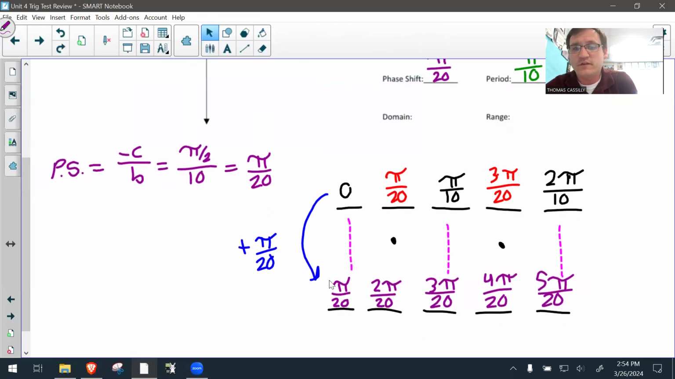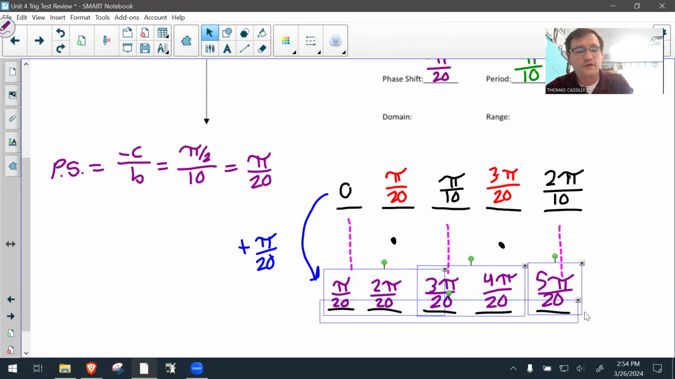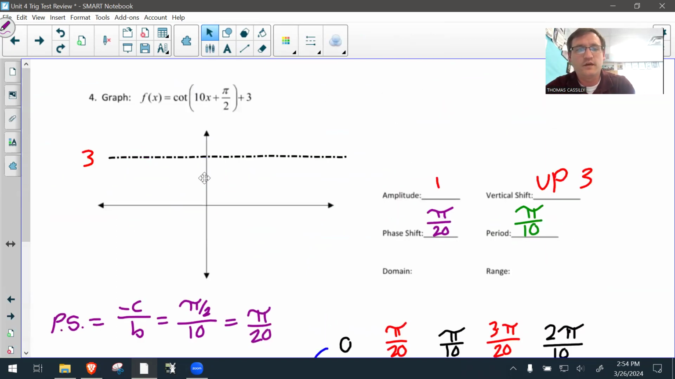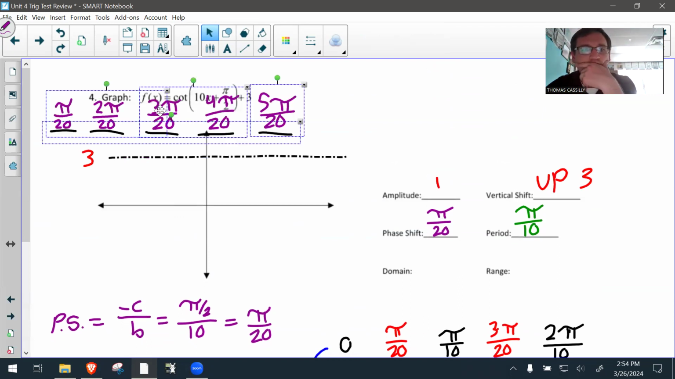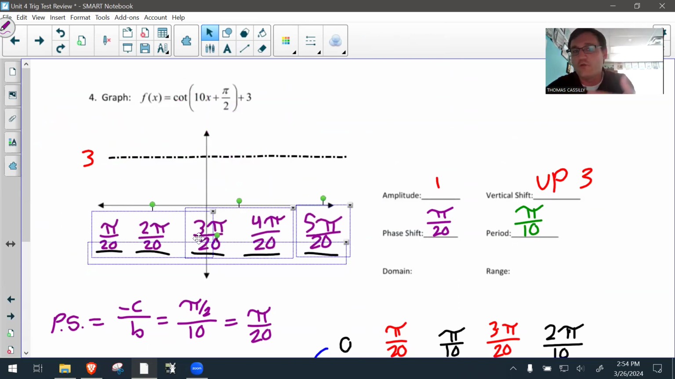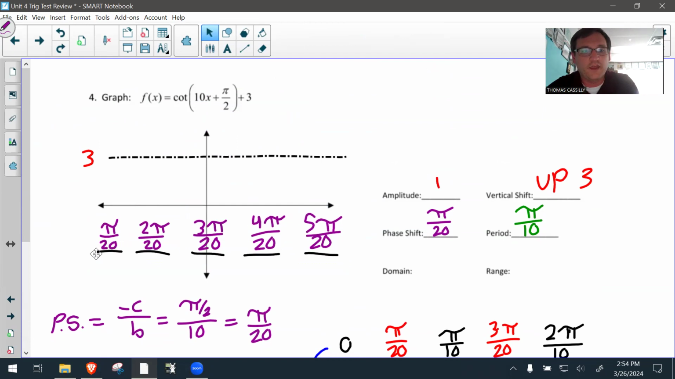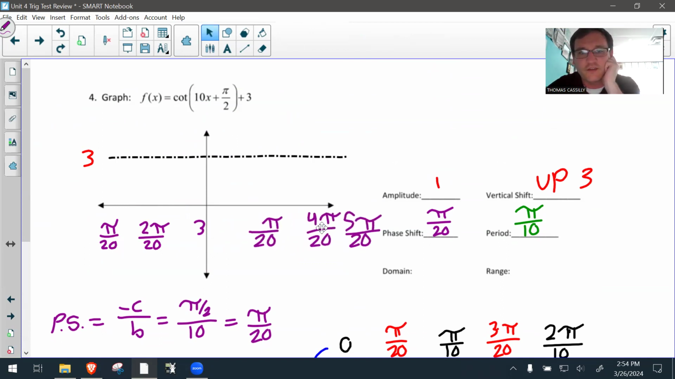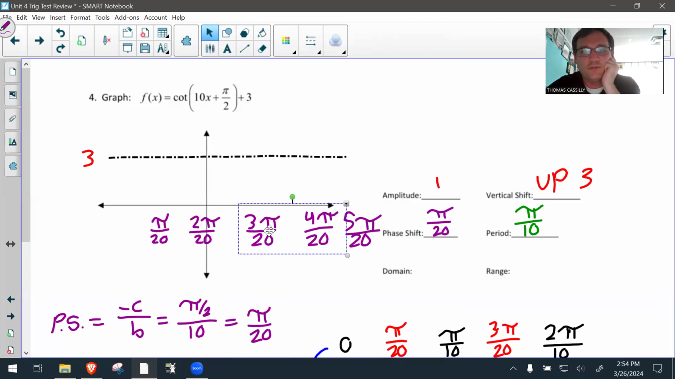All right, but these points, these ones that I have in purple here, that kind of represents the phase shift. So I'm going to take these points and let's put them up here somewhere. All right, so these are kind of the ordered pairs that we're going to have. All right, so let's just find a good spot for them on the graph. 5 pi over 20, that's all the way at the end. And then the other ones are going to be somewhere kind of in the middle.